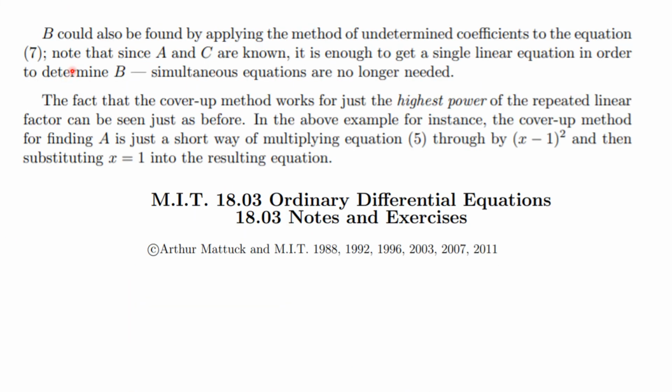Now there's other ways to find B, and I leave that to you. But you see the important takeaway of this last example is that the cover-up method works for the highest power, but it's just for the highest power of a repeated linear factor. In the above example, the cover-up method for finding A is just a short way of multiplying the equation all the way through by (x − 1) squared and substituting x into the resulting equation.